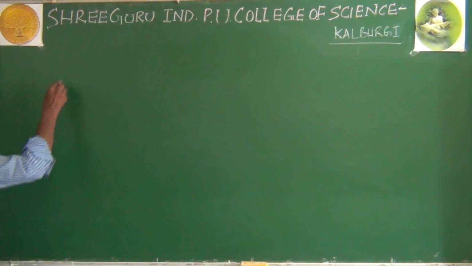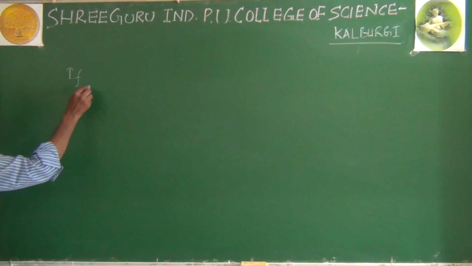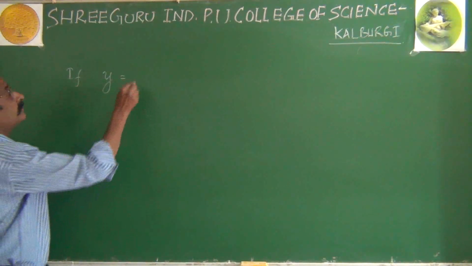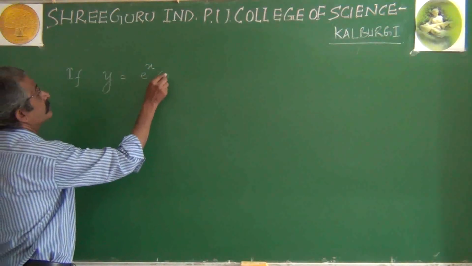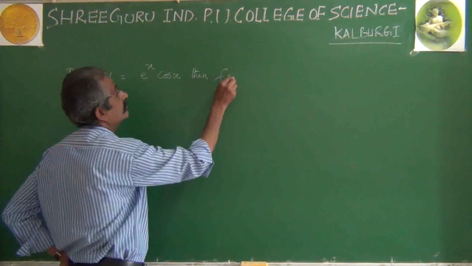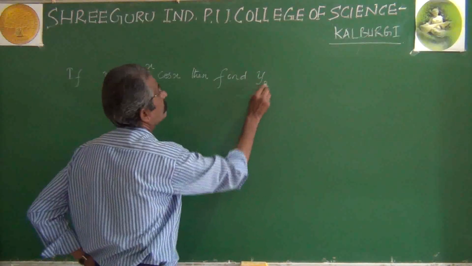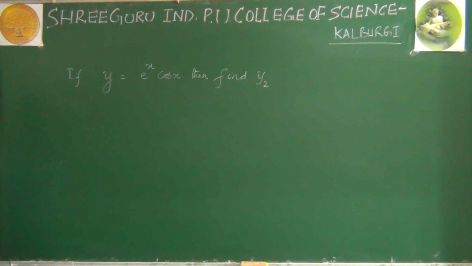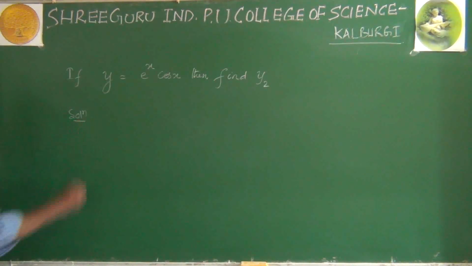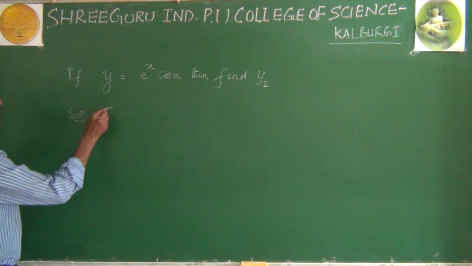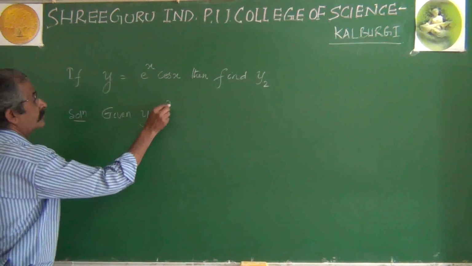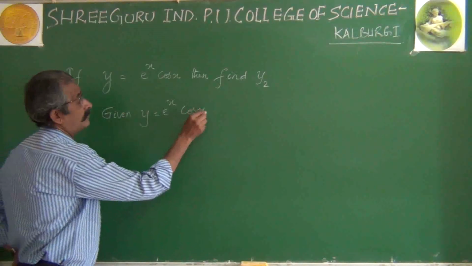Next question. If y equals e raised to x into cos x, then find y2, meaning the second differentiation of y. Solution. First we consider the given function. The given function is y equals e power x into cos x. Call it 1.